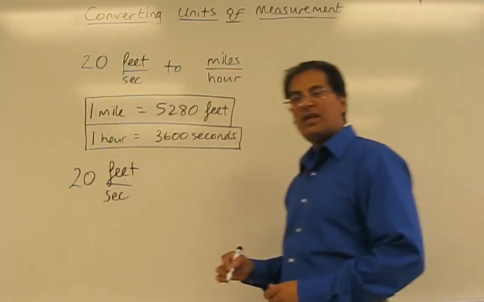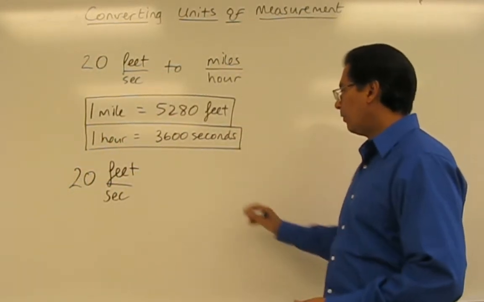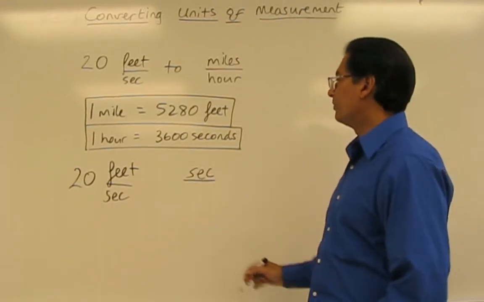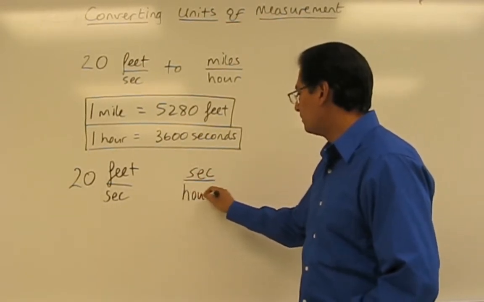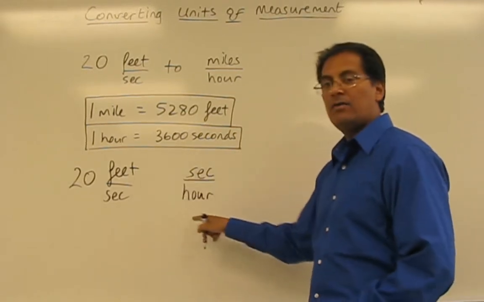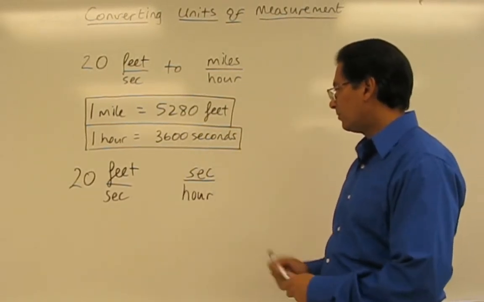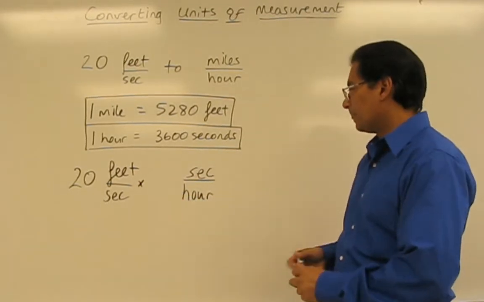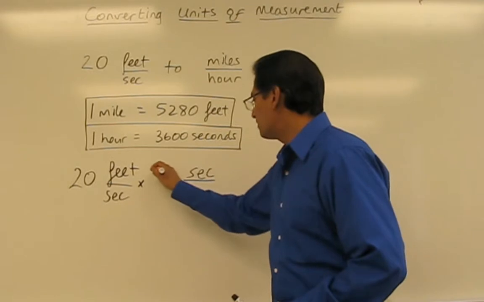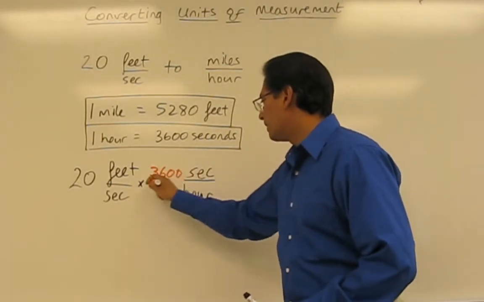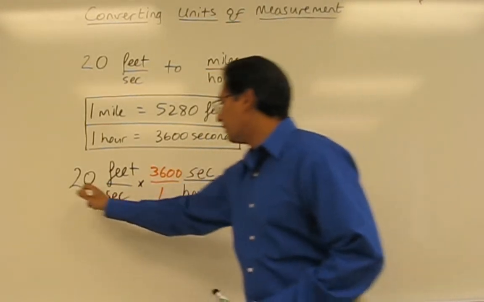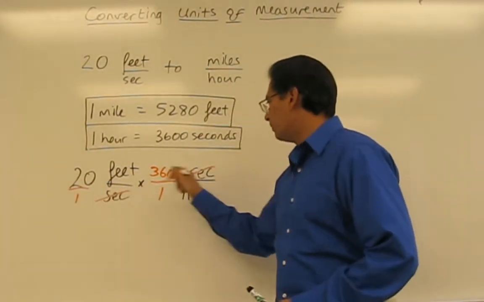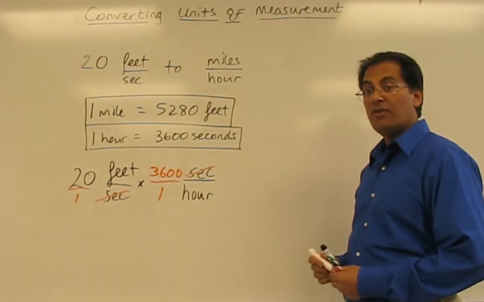And first of all, let's say we want to get rid of the seconds. So we're going to put seconds up here, and what do we want to replace it with? Hours. So we want hours down below. So we'll be ending up with feet per hour with this. And so what are the units? Well, 3,600 seconds is 1 hour. So we put 3,600 here and 1 down below it. Remember, we have 20 over 1. Okay, and our seconds will cancel, so we have feet per hour so far.